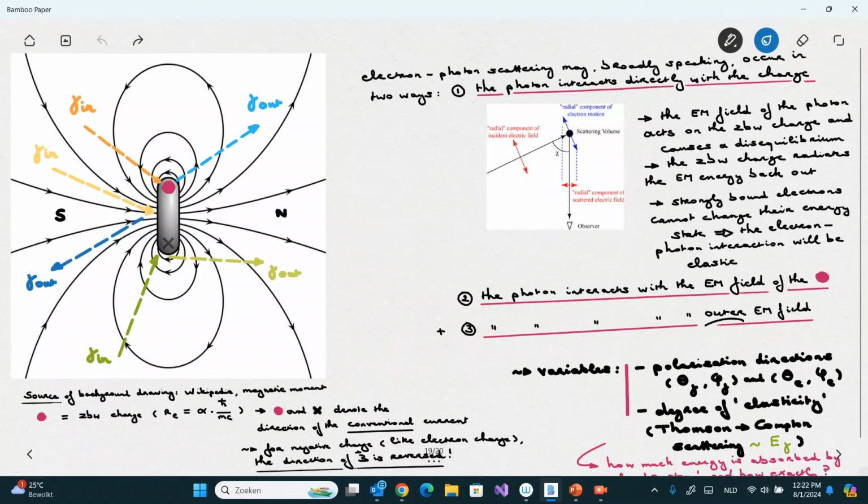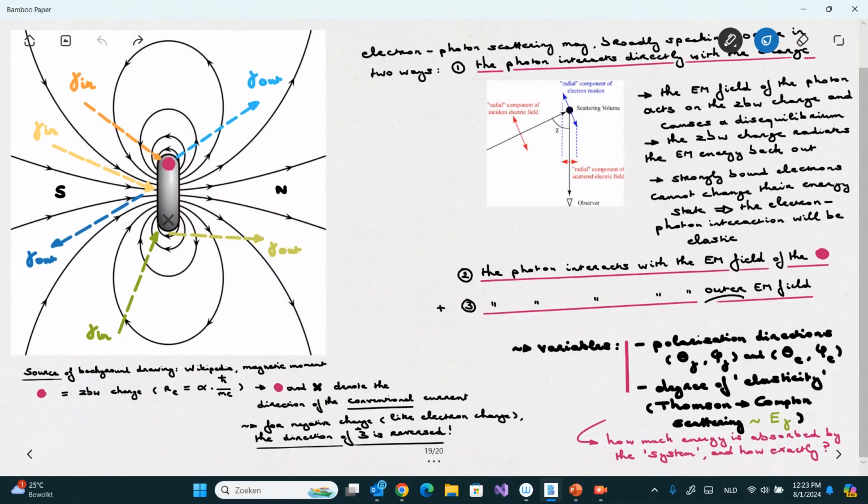So these are the three modes of interaction, and you can quickly see that it's going to be quite complicated. The variables are indeed the polarization directions, both of the photon and the electron. It oscillates in a plane. It's a 2D oscillation. So you have a polar and an azimuthal angle for this plane of oscillation for the electron. Also for an incoming photon, this polarization direction, which we can describe again in terms of a polar and an azimuthal angle.